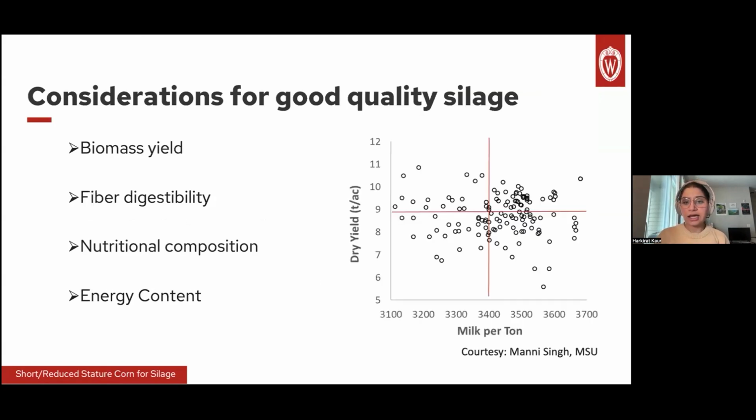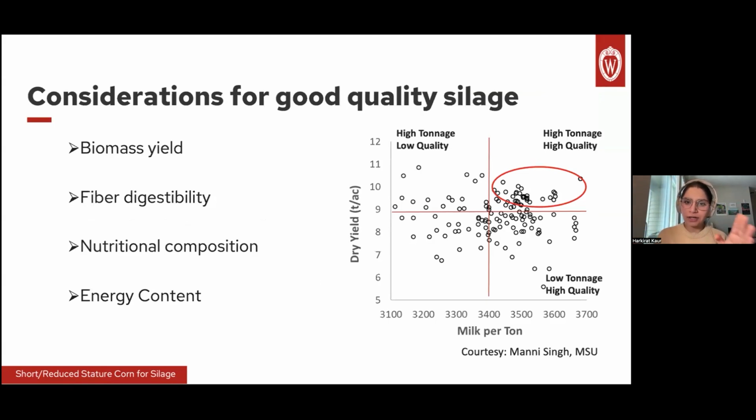So if you see the figure on the slide, if we divide the different types of hybrids into 4 quadrants, what we want is our hybrids to lie in the 4th quadrant. That's the sweet spot where we have high tonnage, we have high milk yields as well.